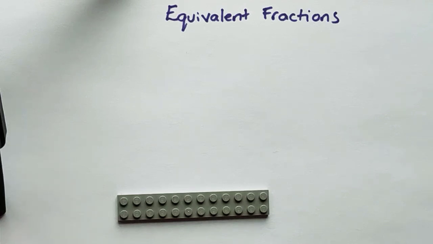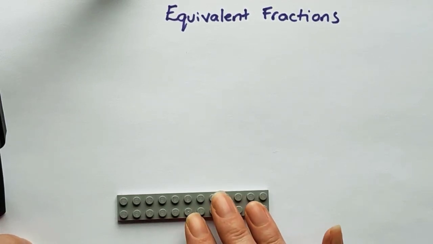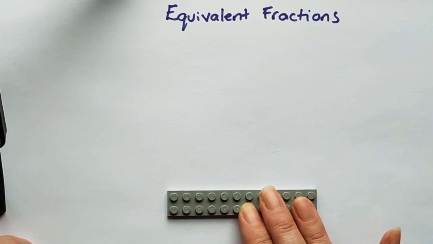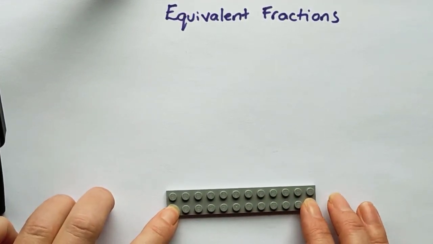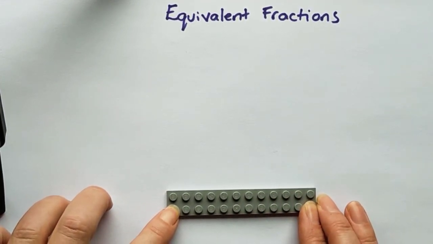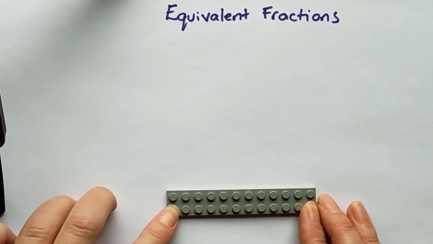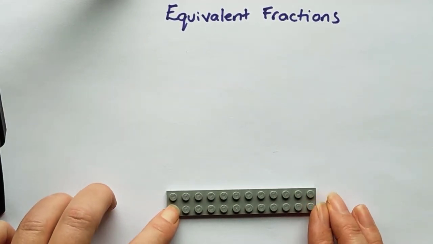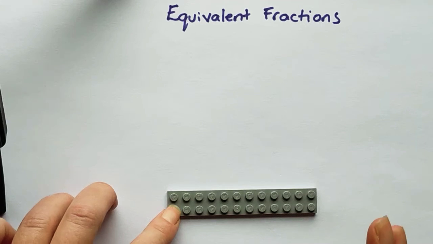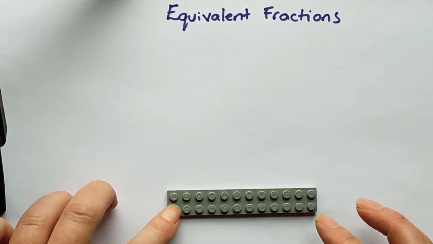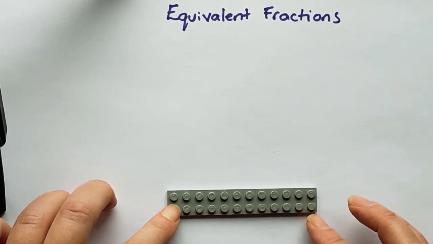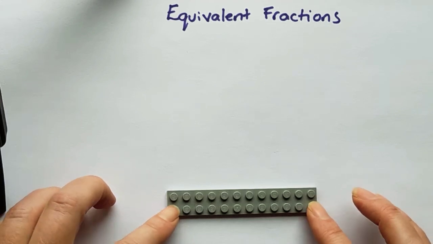Hi everyone, today we're going to be looking at equivalent fractions. And I want us to start today by looking at this piece of Lego. We're going to say this piece of Lego is our whole amount. And we're going to use pieces of Lego to look at equivalent fractions to see what they kind of mean, rather than just talk about numbers. We're going to look at them.